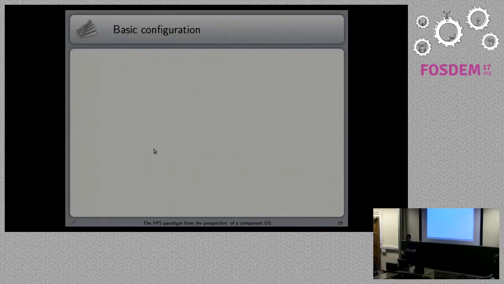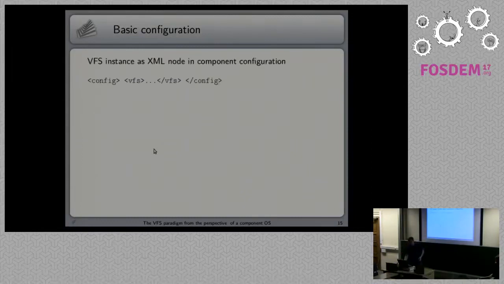And that's also the next part. I want to show you how the VFS is configured in GNode. In GNode, we are using XML to configure our components. It's very easy to parse. We have a very low complexity parser for it. And our components use the same configuration mechanism and share the same code for this. So it was natural to also configure the VFS by XML means. And as you can see here, the VFS is just one subnode of the component configuration.